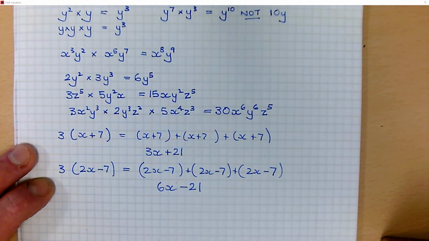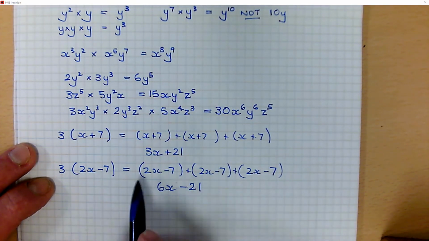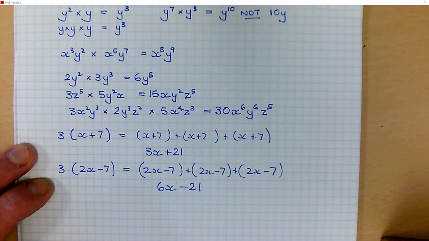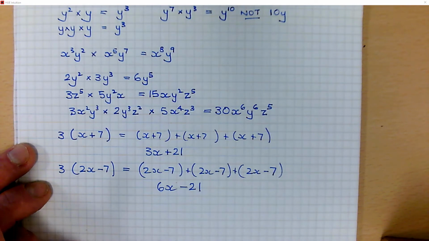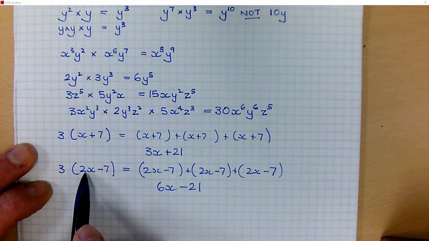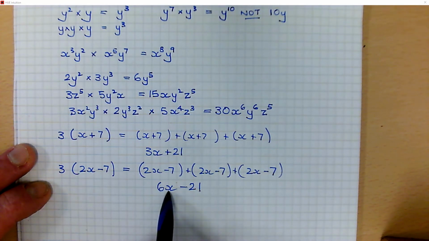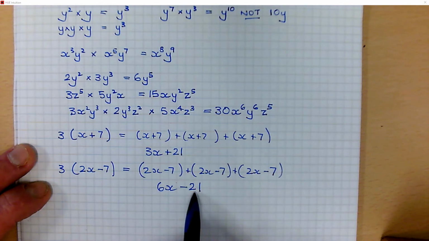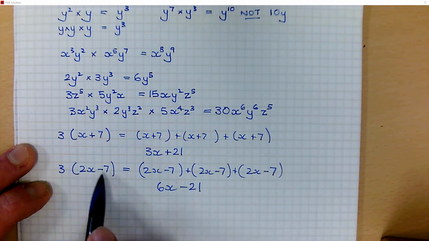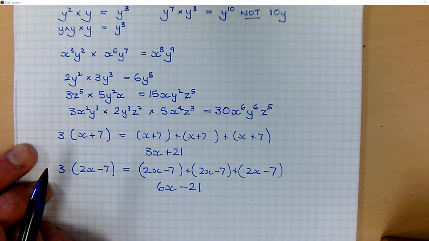Now, I don't really want to write that out each time. If this was 13, I wouldn't want to write out 13 of these brackets. So is there a quick way? Yes, look. 3 lots of 2x is 6x. 3 lots of minus 7 is minus 21. So when we do this, everything inside the bracket gets multiplied by the thing that's outside.